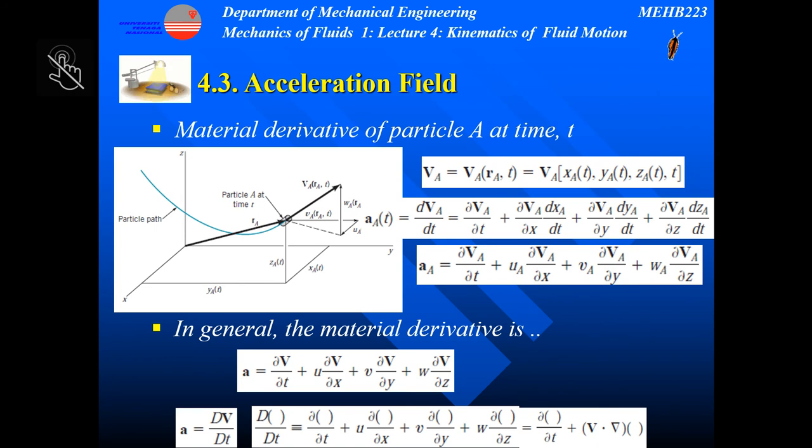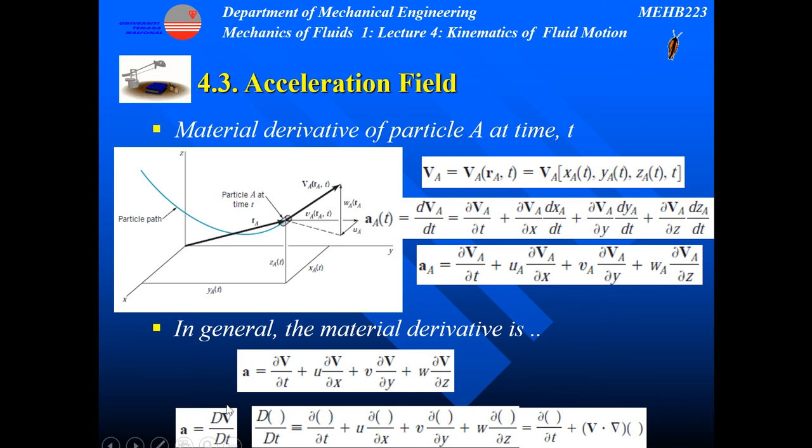Instead of using velocity to describe the motion of the fluid particle, you can also use acceleration. By definition, the acceleration of a particle is the time rate of change of its velocity. The chain rule of differentiation is used to obtain the acceleration, so the rate of change of velocity is described with respect to time and also space. This is called the material derivative.